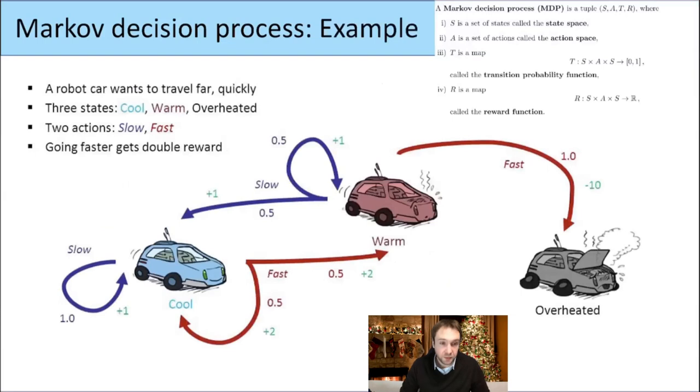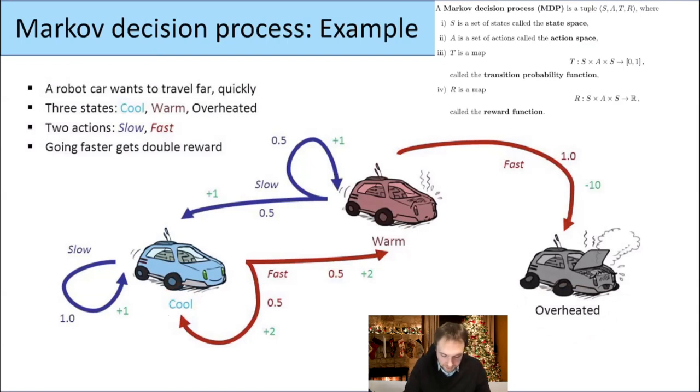And so then we had this example with this robot car, which wants to travel far and quickly. There were 3 different states. The set S was a set of 3 elements, namely cool, warm, and overheated. And there were 2 different actions this car can do: it can slow down or it can speed up.